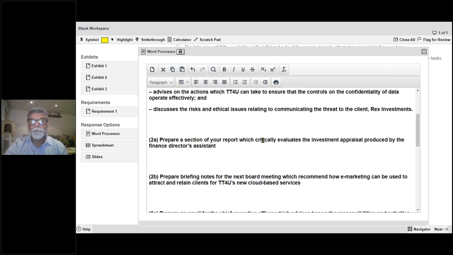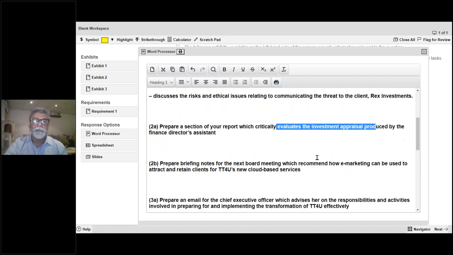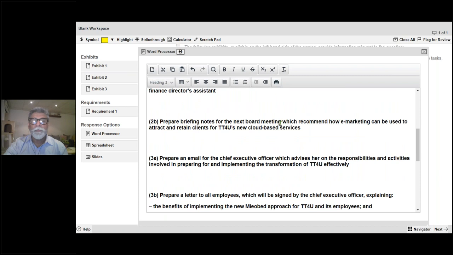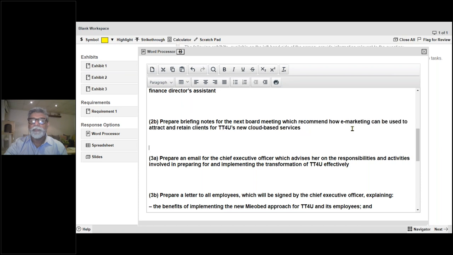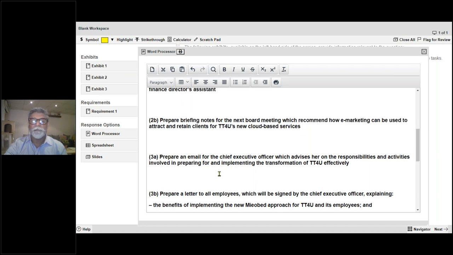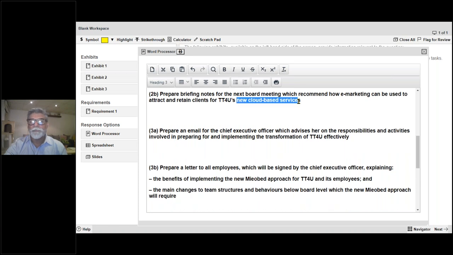Prepare a section of a report which critically evaluates the investment appraisal produced by the finance guy. Very straightforward. We have to evaluate the investment appraisal. Prepare briefing notes, blah, blah, blah, which recommend how e-marketing can be used to attract and retain clients for the new cloud-based services. E-marketing of cloud-based services.